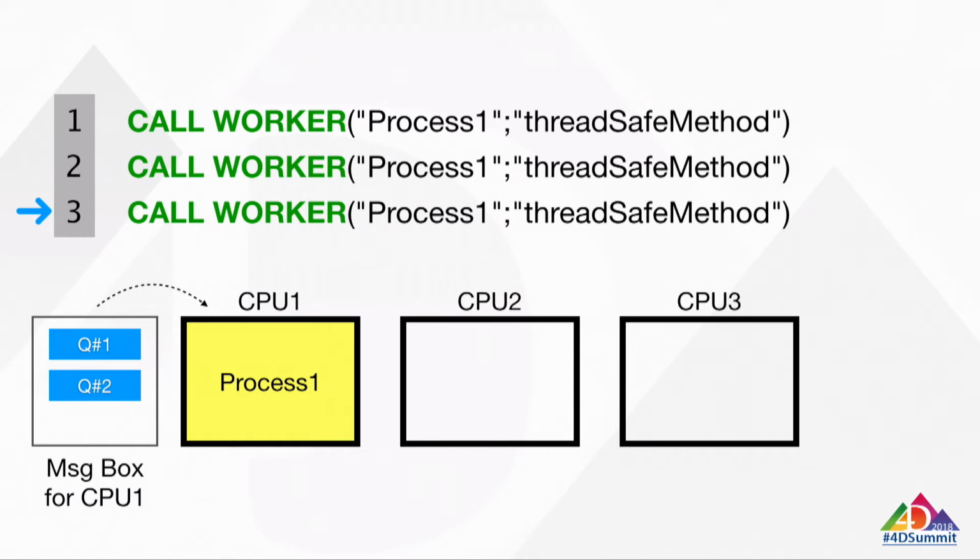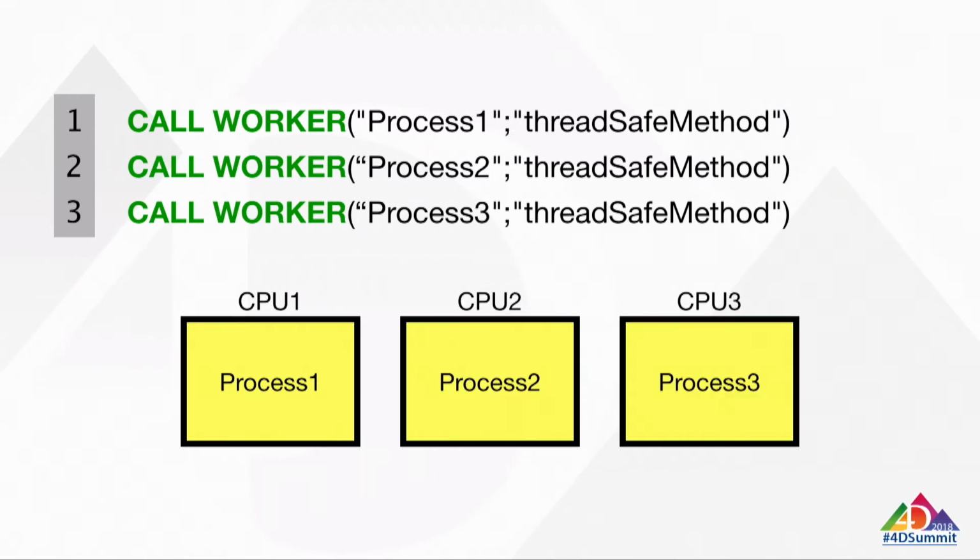So if I want to separate them into multiple CPUs, then I have to change the worker's name into its own unique name, right? So now CPU 1 is running process 1, CPU 2 runs process 2, and CPU 3 runs process 3. Okay?